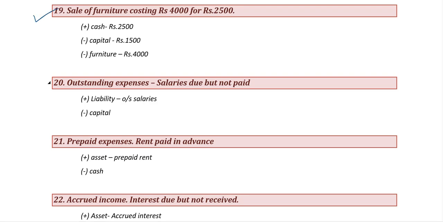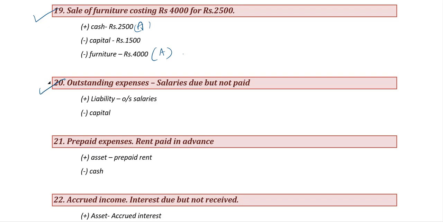Sale of furniture costing 4,000 for 2,500. We add to cash 2,500. Cash is an asset. We deduct from capital the loss of 1,500 and we deduct from furniture the book value of the furniture, which is 4,000. Furniture is an asset.